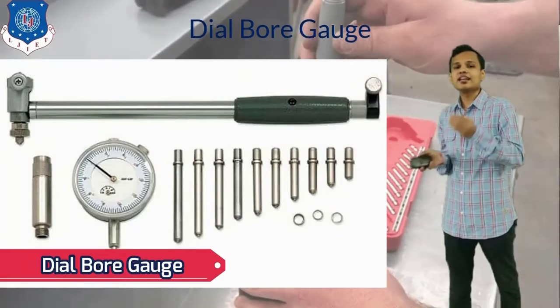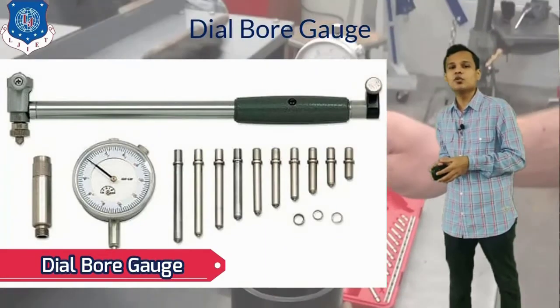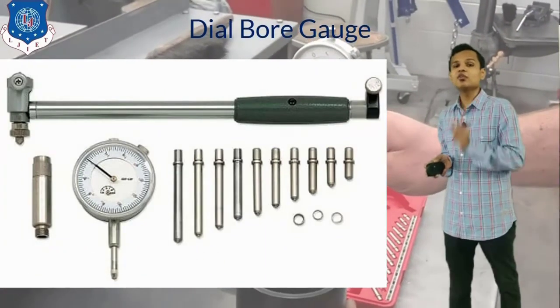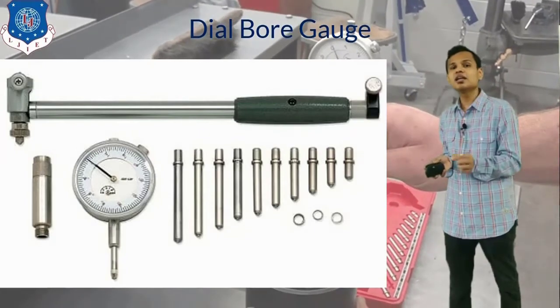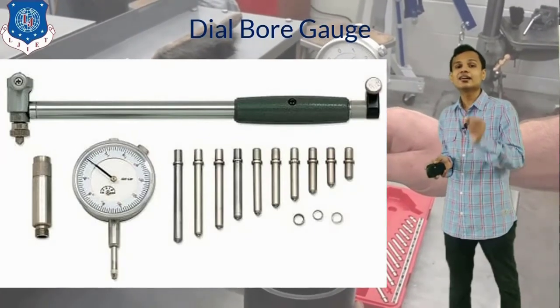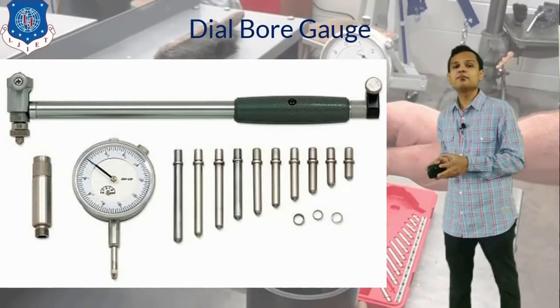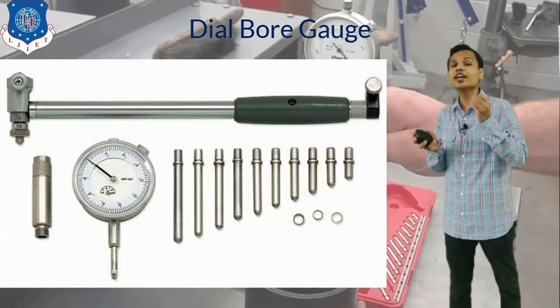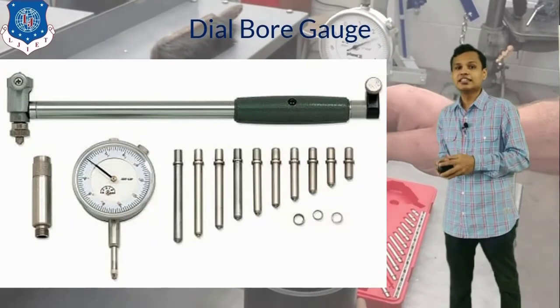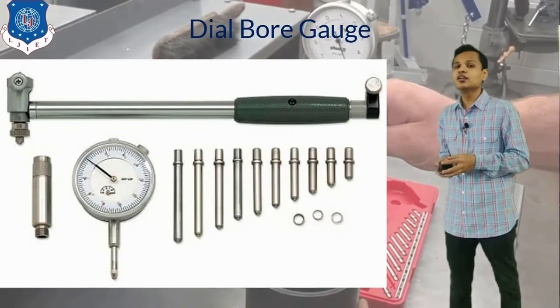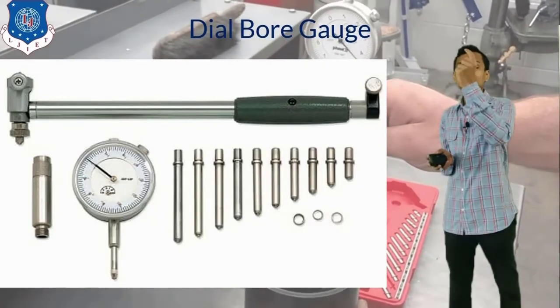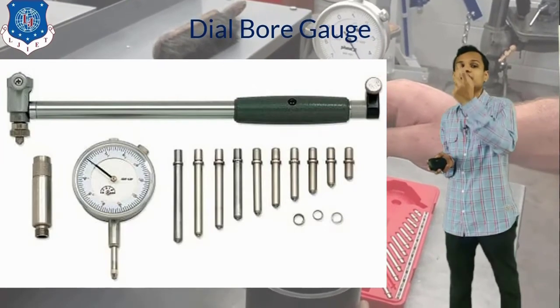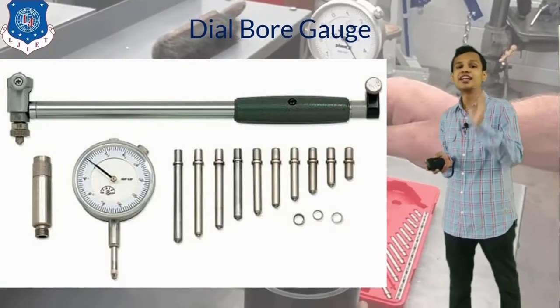Now the next one is the dial bore gauge. The dial bore gauge is almost similar to the dial indicator, but according to its name, the use of the dial bore gauge is to measure the bore diameter of the cylinder. Right, what is the cylinder bore diameter? The cylinder bore diameter is the internal diameter of the cylinder, and that will be measured with the help of the dial bore gauge.